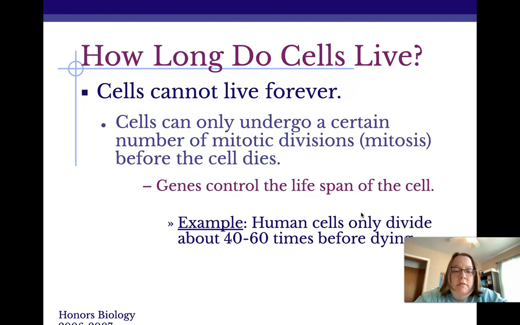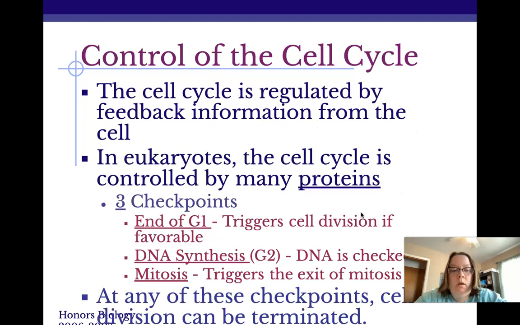Just a reminder, our cells cannot live forever. Cells have their own lifespan. Human cells can only divide 40 to 60 times before they die. So our cells don't last forever. We need new ones to replace them, and that's one of the reasons why we need cell division. Our genes control the lifespan of the cell.